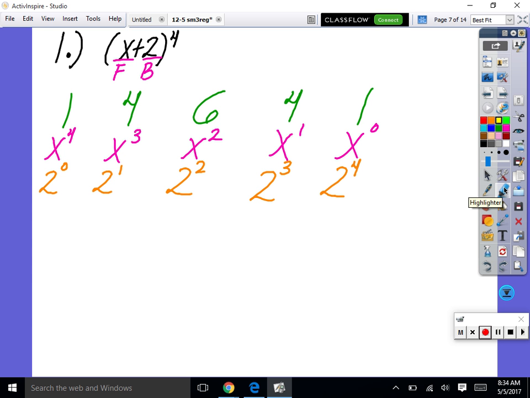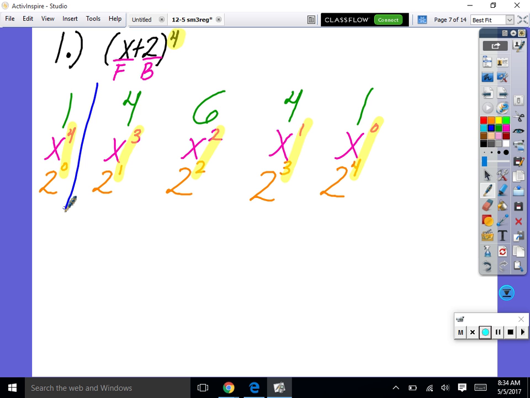Now here's what you can check to make sure you've done it right. All of your degrees before you simplify should add up to be that degree. So it's degree 4. 4 plus 0 is 4, 3 plus 1 is 4, 2 plus 2 is 4, 1 plus 3 is 4, 0 plus 4 is 4. So we're all good. Now we can simplify. All those degrees should add up to be 4. Do you see how they add up to be 4? Because it's degree 4.